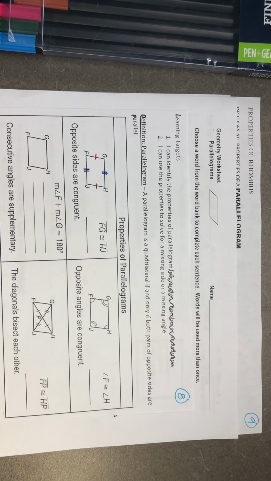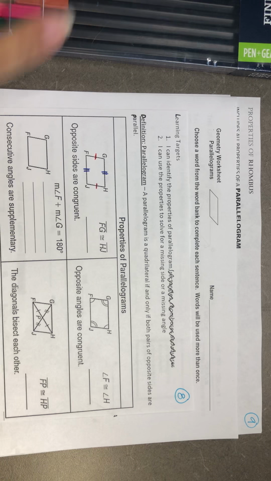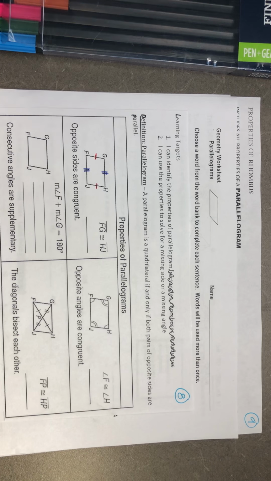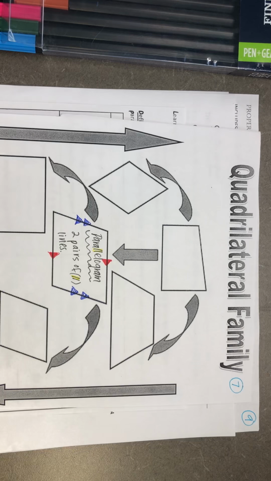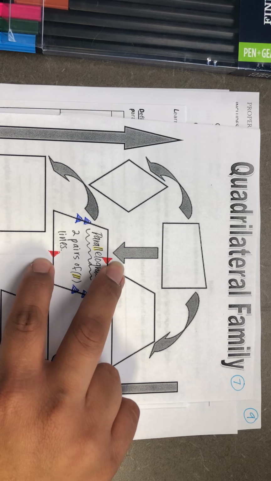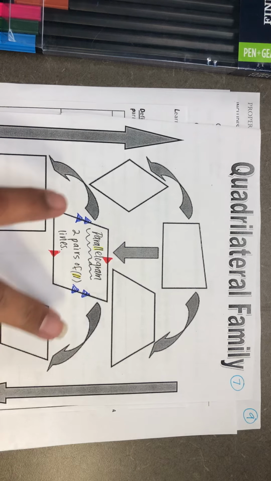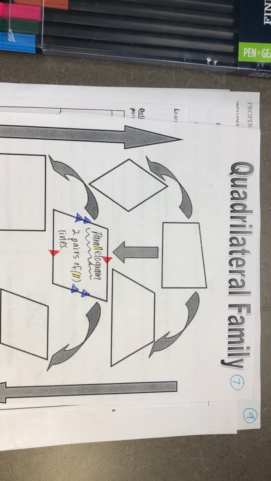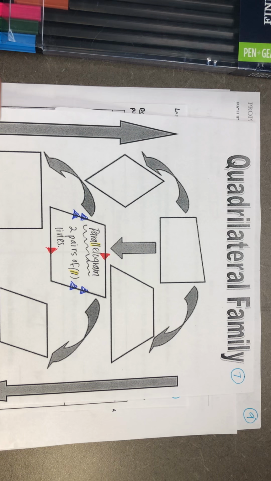Okay guys, so these are the notes on parallelograms, properties of parallelograms. We all worked together on the flow chart where it said quadrilateral family. The first property of parallelograms was the fact that they have two pairs of lines that are parallel. The opposite sides, top and bottom, are parallel to each other, and left and right are parallel to each other as well. Okay, so that goes glued on page 7.